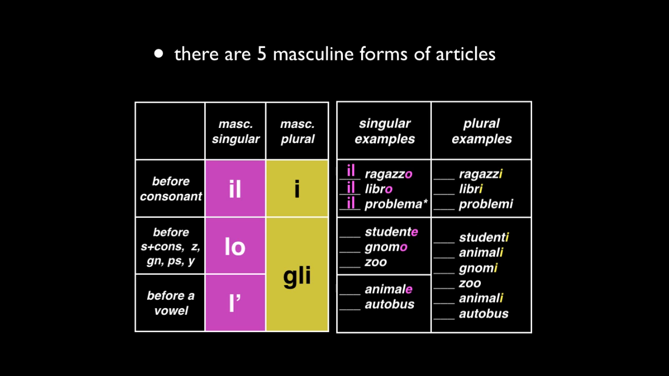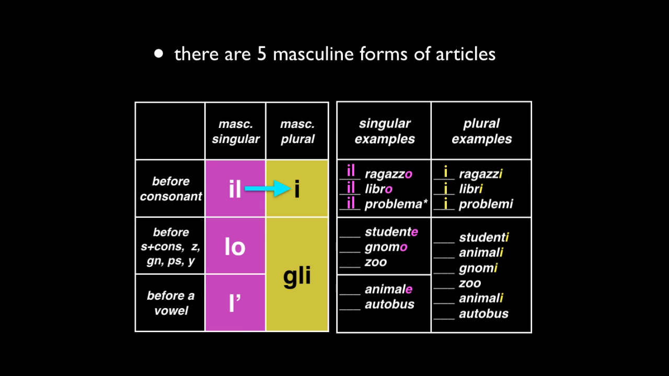And anything that has an il in front of it will become plural by changing to an I and making the appropriate changes at the end of the word. So il ragazzo becomes i ragazzi, il libro becomes i libri, and il problema becomes i problemi. Moving down to the second singular article, lo, which goes before s plus consonant, or z, gn, ps, y.